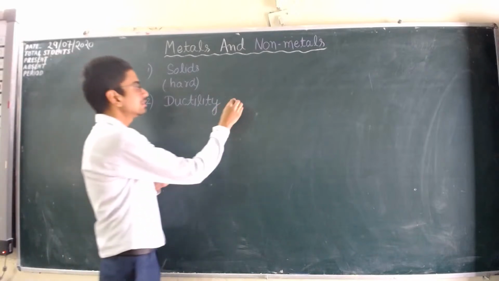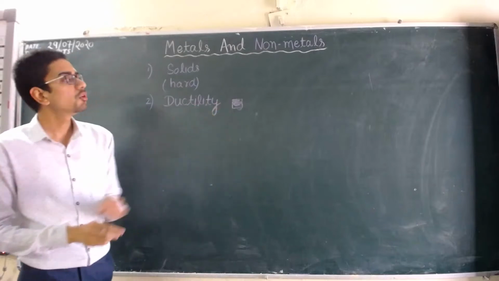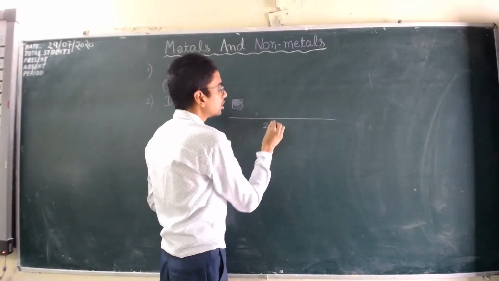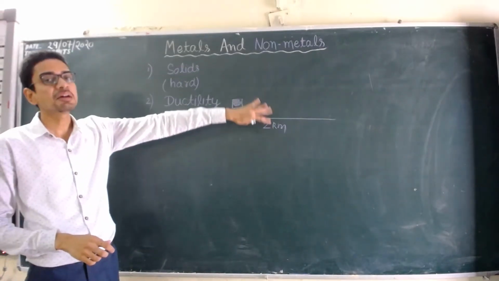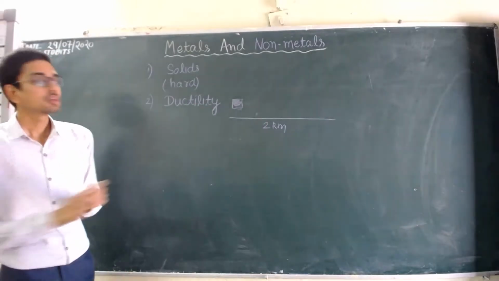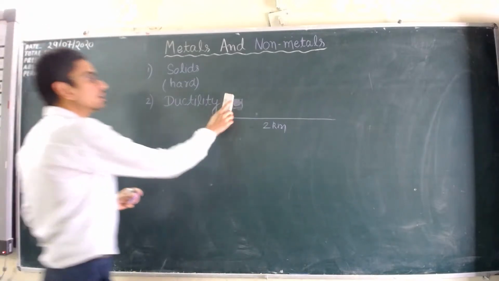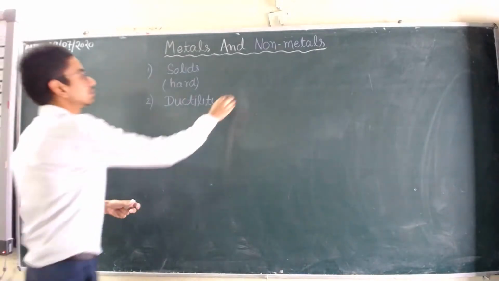With this 1 gram of gold, you can make a 2 kilometer wire. You can think how long that is. So from 1 gram you can draw a 2 kilometer wire. That's the ductility of metals. So metals are highly ductile. Metals can be drawn into wires.